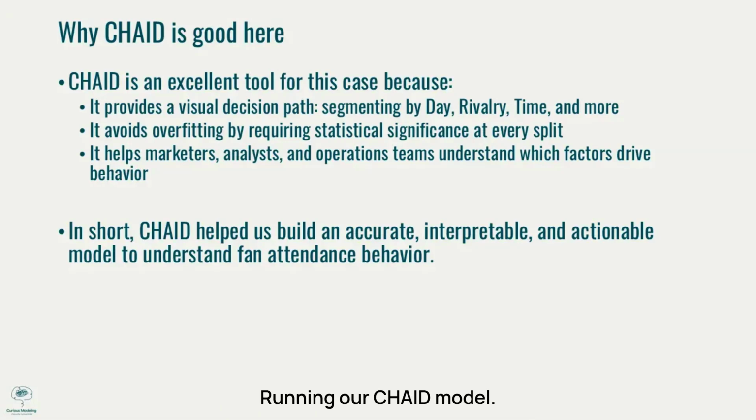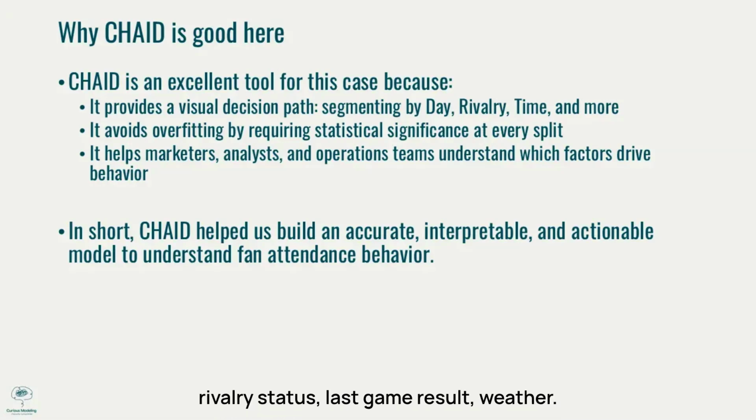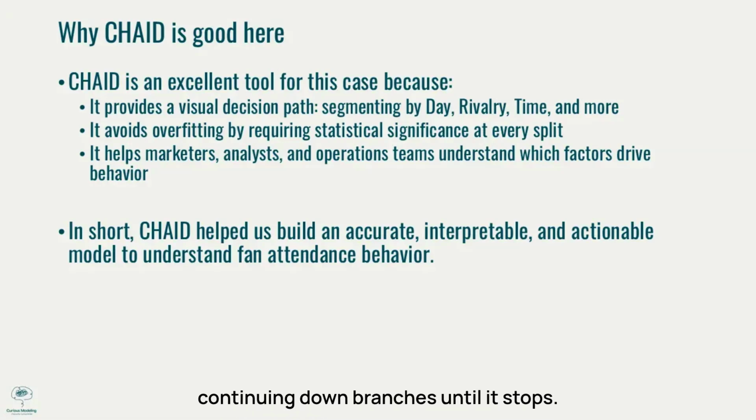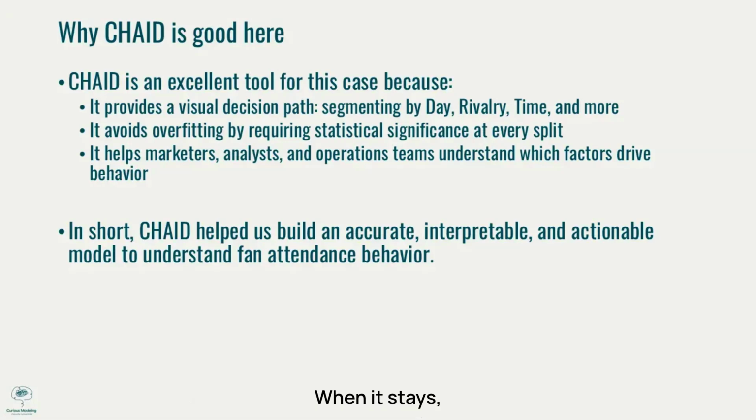Running our CHAID model. So we gather our data: who the fan's team was, whether it was a weekend, rivalry status, last game result, weather. Then we ask the CHAID algorithm, given all this, can we predict if someone attended? It goes step by step, finding the strongest variable first, splitting on that, then continuing down branches until it stops making meaningful distinctions. It's like carving up a decision-making path with the sharpest possible knife, but only cutting when it makes sense.